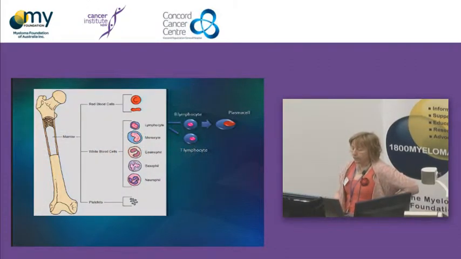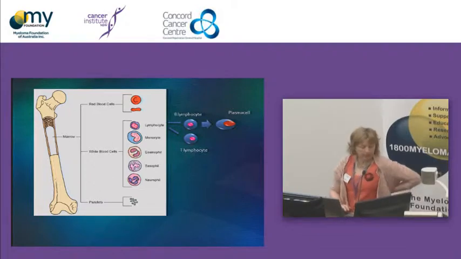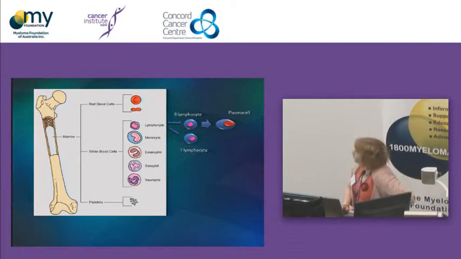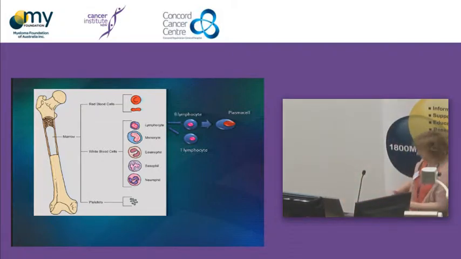Just to remind you that we are talking about a disease that involves either the plasma cells or the lymphocytes. The plasma cells come out of the lymphocytes, the B lymphocytes. And then when the B lymphocytes are exposed to antigens or foreign substances, they transform into plasma cells that can make antibodies. They all come from the same place and from the same original stem cell.